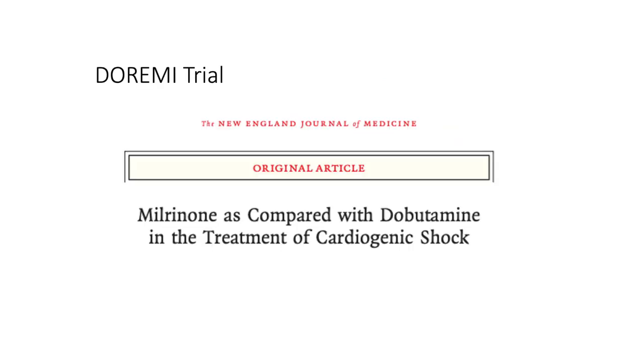The Capital Do-Re-Mi trial, published in the New England Journal of Medicine in 2021, was a single-center randomized trial that randomized all comers with cardiogenic shock to either milrinone or dobutamine, and found no difference in the primary composite outcome of all-cause in-hospital mortality, resuscitated cardiac arrest, need for transplant or mechanical circulatory support, non-fatal MI, TIA or stroke, or need for renal replacement therapy.